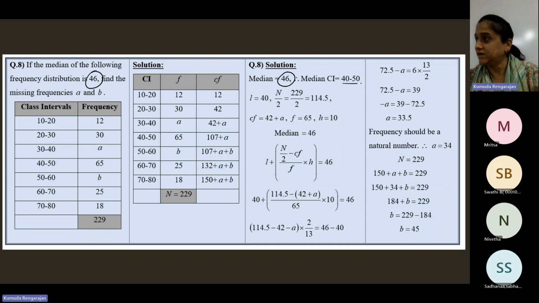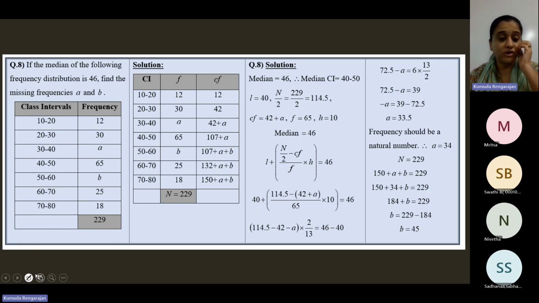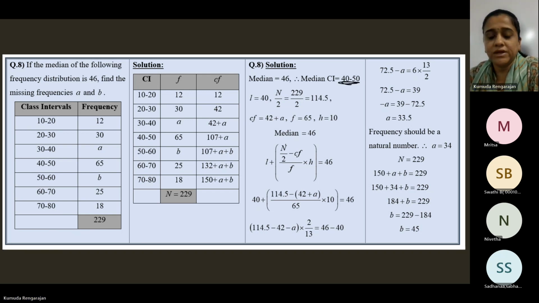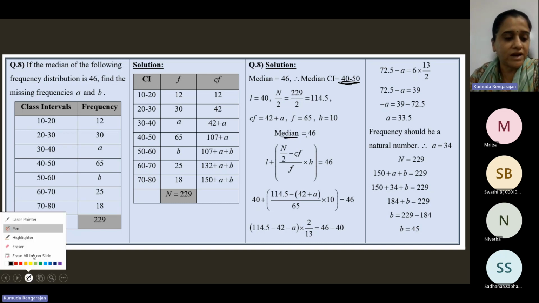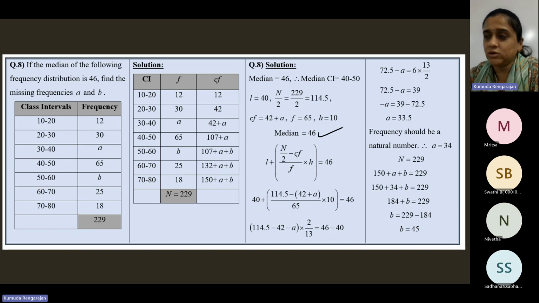So this is the median class interval. Then identify the values of L, N by 2. N is given, 229. So N by 2 is 229 by 2. What is N? The total of the frequency column, right? And that's given 229. Then CF, preceding the median class interval. Then F is of the median class interval. And H. What is the median class interval? 40 to 50. So H is 50 minus 40, 10. Correct? Then this is how you start. After writing all these values, median is given to be 46. That's how we start.